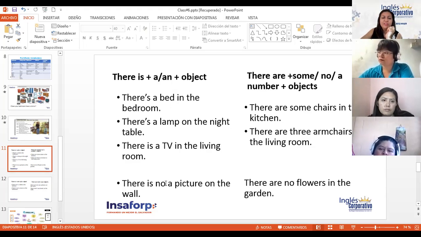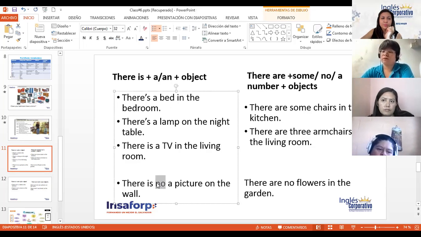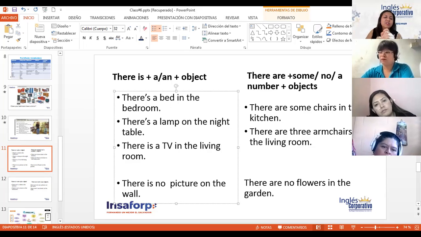Now, if you notice here, it says no. There is no picture on the wall. We use no para decir que no hay, pero si se fijan, it's not there is not, sino there is no picture. Let's see. There is no picture on the wall. No hay ninguna foto en la pared. Okay, there is no picture on the wall.